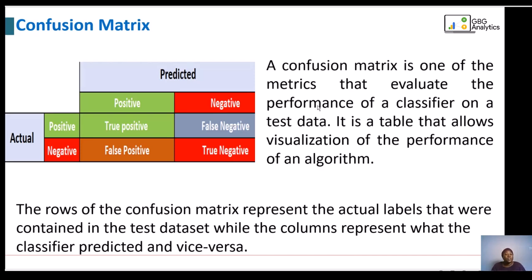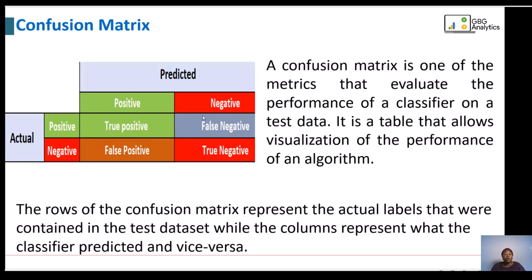Now, a true positive is a class that is actually positive and rightly predicted as positive, while a false positive is a class that is actually negative but wrongly classified as positive, while a false negative is a class that is actually positive but wrongly classified as negative, while a true negative is a class that is actually negative and is rightly classified as a negative class.